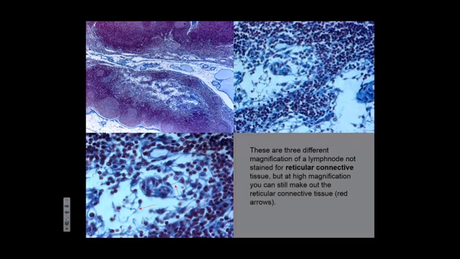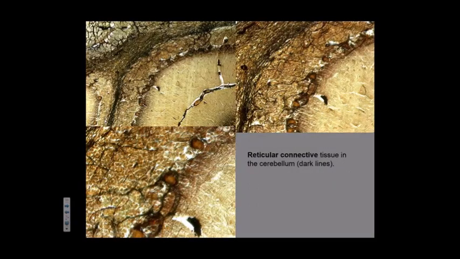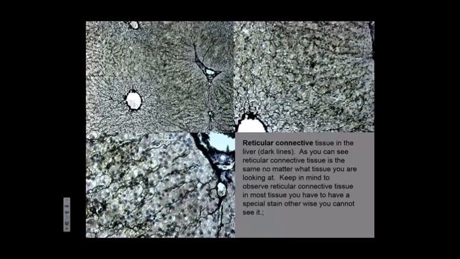Okay? So here's those round things where you have proliferation of white blood cells again. Here is your brain stained for reticular connective tissue, and there it is. It's not just in the node, spleen, and the thymus. It's even in your brain. Here is somebody's liver with reticular connective tissue.